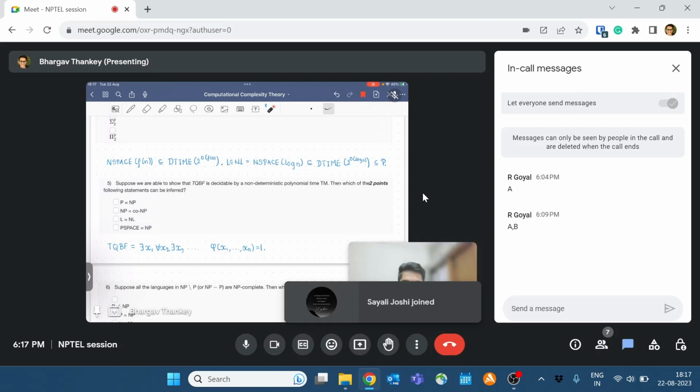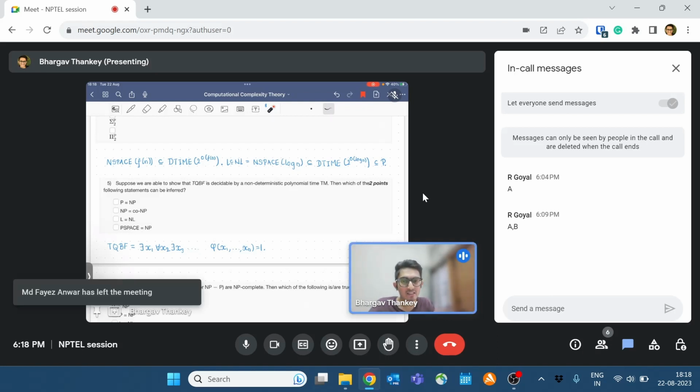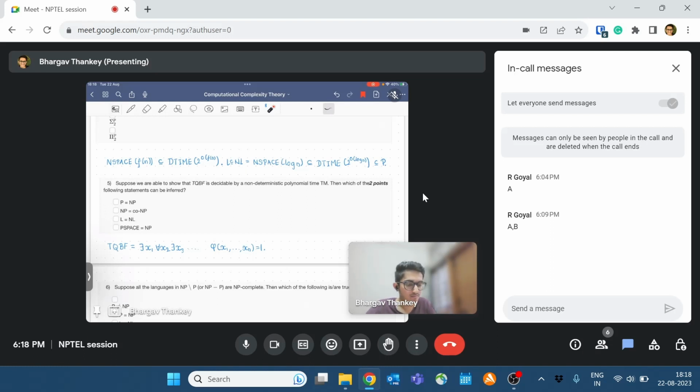Okay. So in TQBF, the number of variables is a growing quantity, right? It is not constant. So we cannot say that there would be a minimum of these many variables and a maximum of these many variables. We cannot say anything like this.